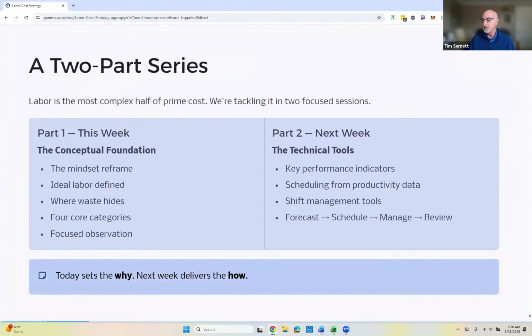Okay, we're going to cover this over 2 weeks. This week is the conceptual foundation: how to think about labor, the mindset, the framework. And next week, we're going to get hands-on with the technical tools: KPIs, scheduling from productivity data, shift management, and the continuous labor management cycle. Today sets the why, and next week sets the how.